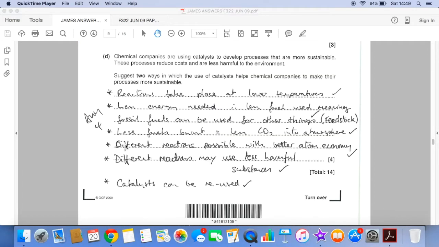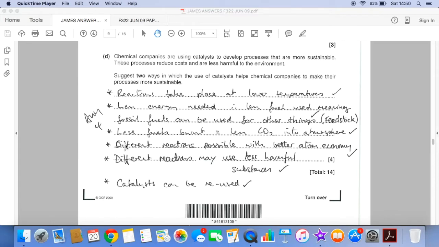For the final part of the question, we just need to come up with two ways in which the use of catalysts helps chemical companies make their processes more sustainable. And just remember that for each suggestion that you make, you have to link it to sustainability. So any 4 of these statements was allowed. So the first one there, reactions take place at lower temperatures. So why is that more sustainable? It's because less energy is needed and therefore we're using less fossil fuels, and therefore these fossil fuels can be used for other things, for example feedstock in chemical processes.